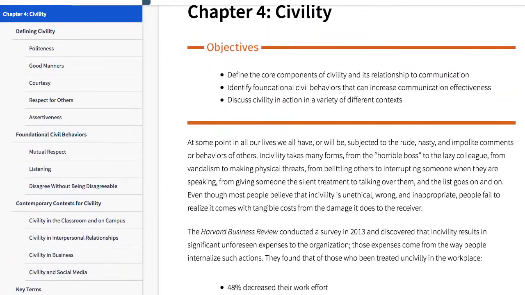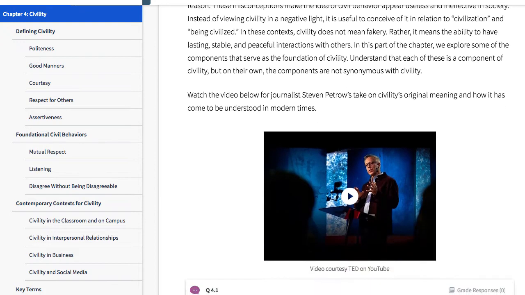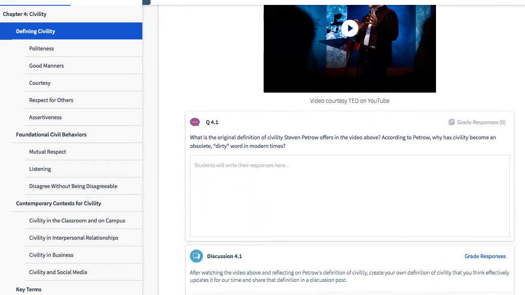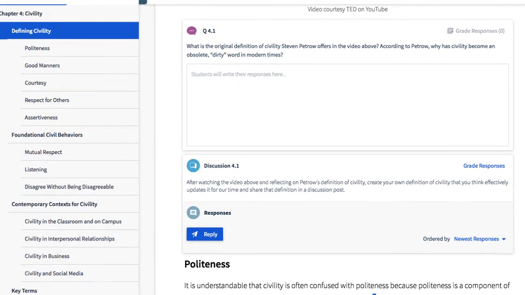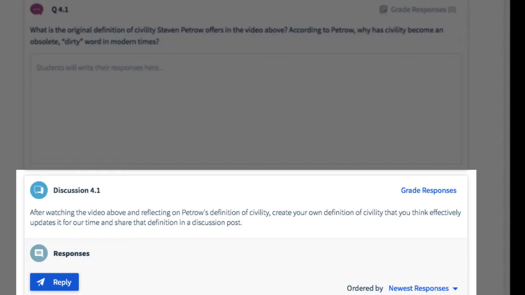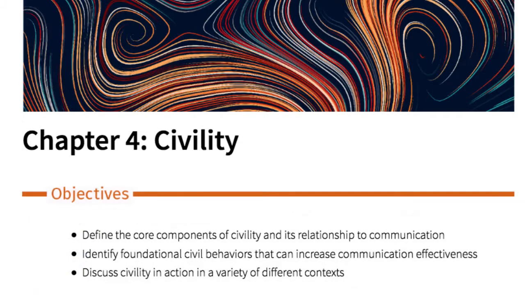The first interaction in Chapter 4 is a video about what civility is and how its definition has evolved. The video is paired with first an open-ended question that provides space for students to show they watched and understood the video. Then a discussion prompt asks them to take what they learned from the video and create their own definition along with their classmates.